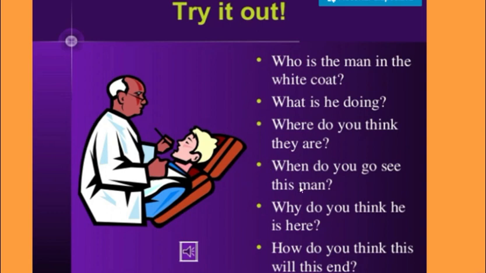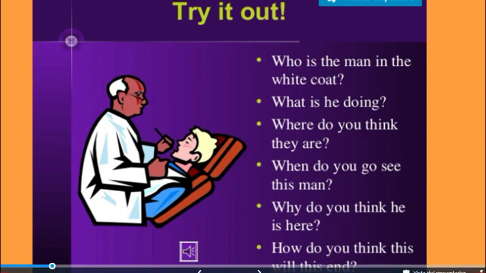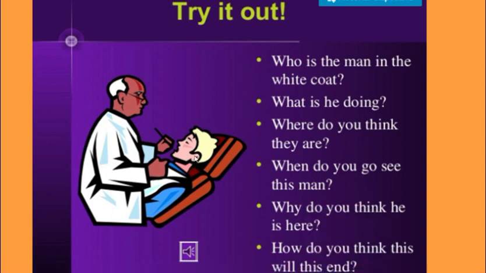We are asking about time. In this one we can say, why do you think he is here? How do you think this will end? So guys, in this one you have to keep in mind that we use the WH words like who, what, where, when, why, how when we want to get specific information.